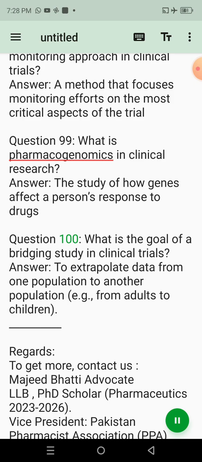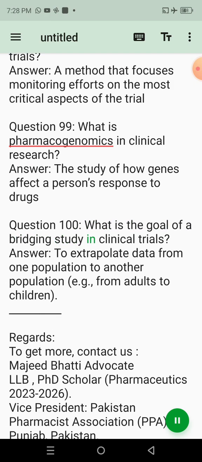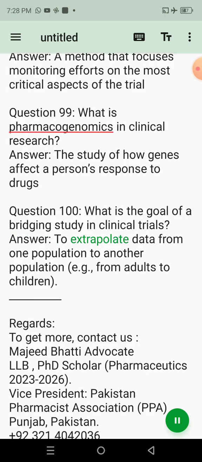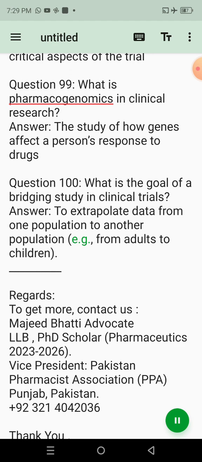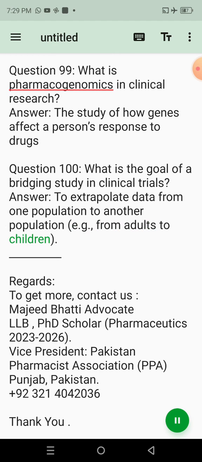Question 100. What is the goal of a bridging study in clinical trials? Answer: to extrapolate data from one population to another population, e.g., from adults to children.